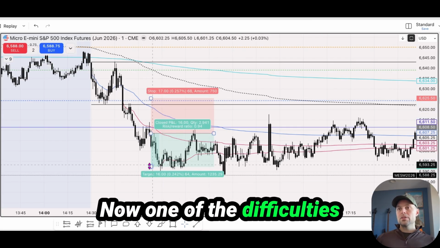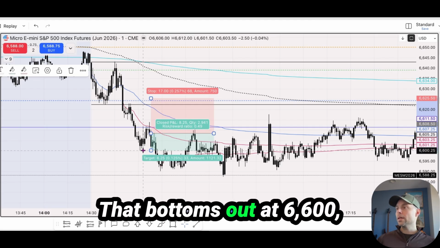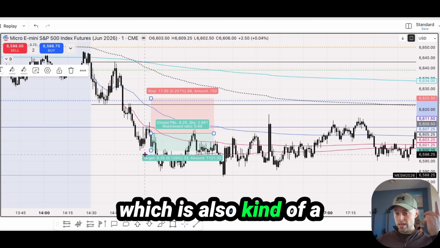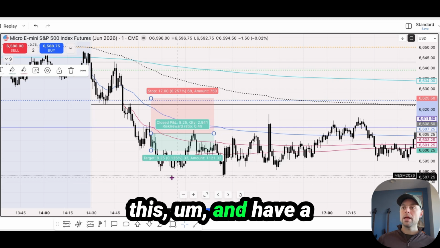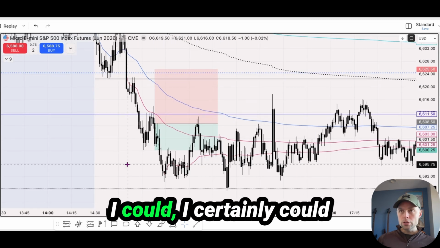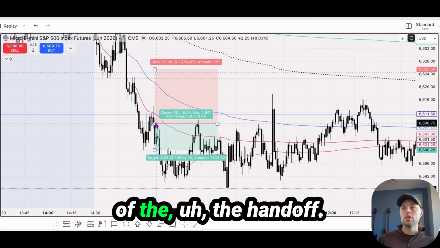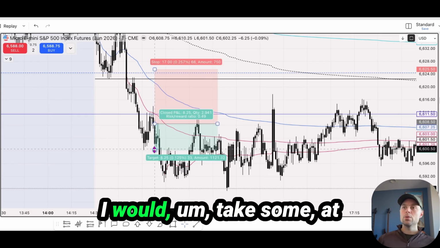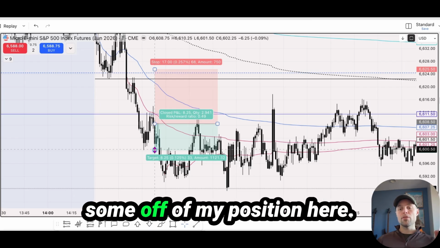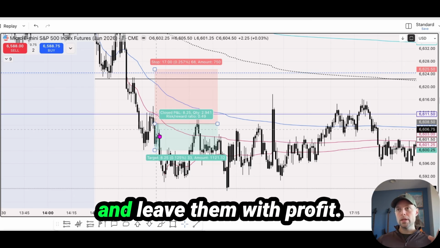Now, one of the difficulties of trading the handoff is I have some structure to the left here that bottoms out at 6,600, which is also kind of a key psychological level. So would I want to do this and have a trade looking like this? I certainly could, because I also saw the clean rejection off of the handoff. What I'd probably do in this situation, at least traditionally, is take some off of my position here. If I was in with 3 micros, I would take 2 of them off and leave them with profit.